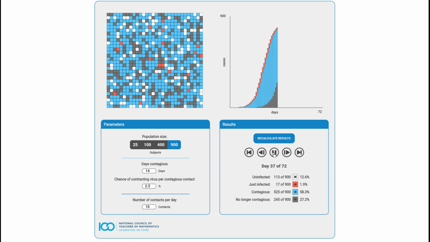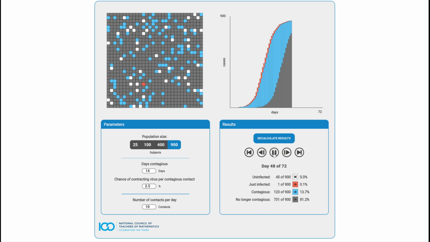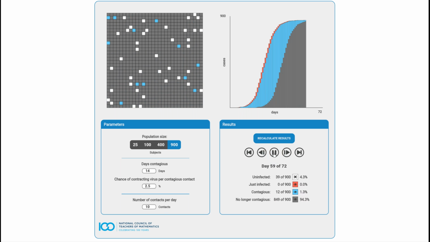Well, eventually they're going to start becoming unsick by either getting over it or dying. And that's what's happening here. There's fewer and fewer people sick, fewer and fewer people getting sick. Looks like 39 are going to make it without getting sick at all. All right. So this is a simulation on how it works.